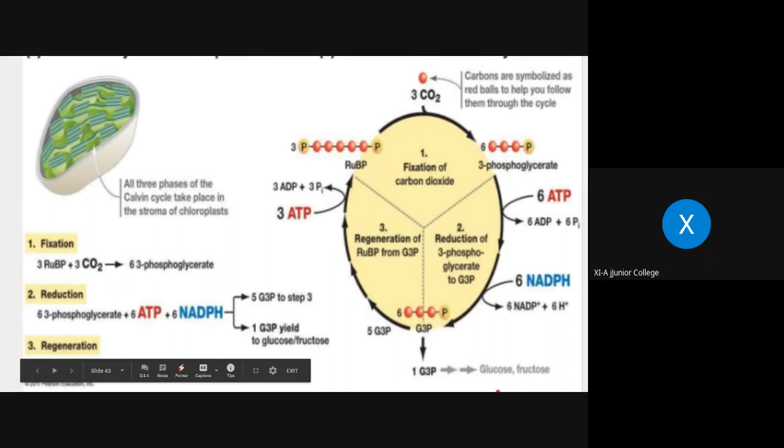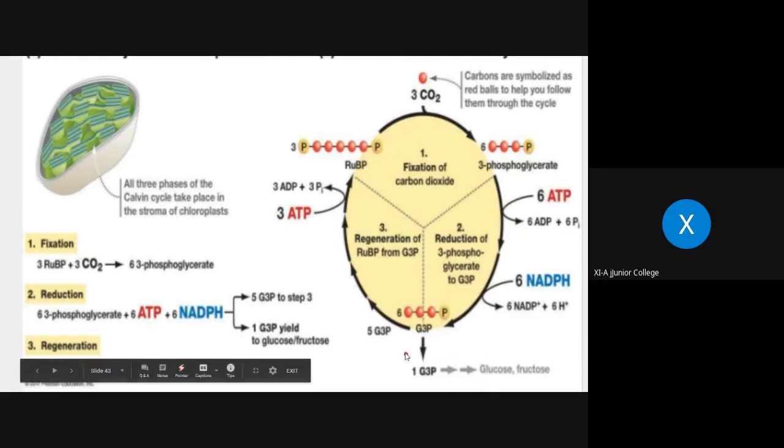What is synthesizing here? I told you just now. What is synthesizing? Glucose. Obviously, that is the main part of this cycle. At the end of the photosynthesis reaction, what is produced? Carbohydrates, food in the form of glucose.